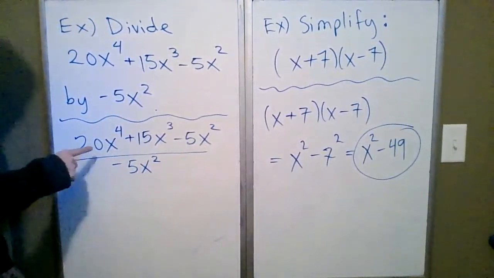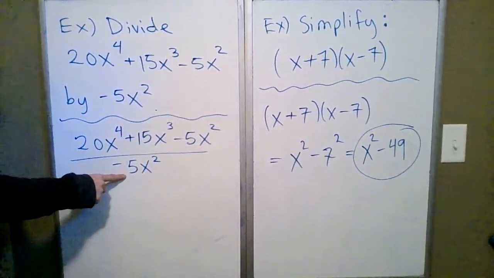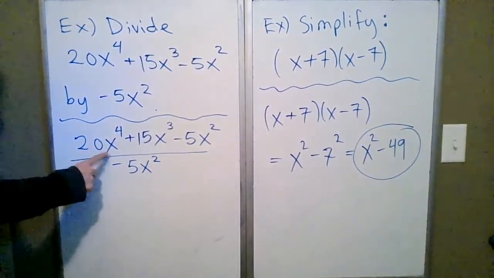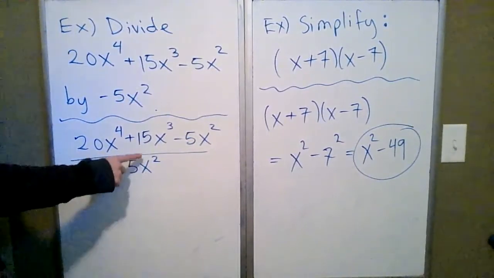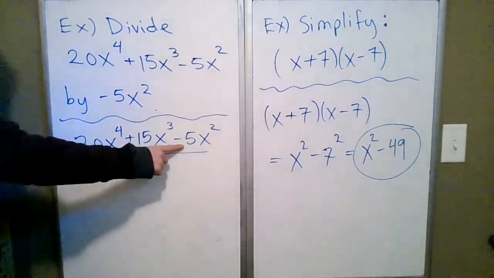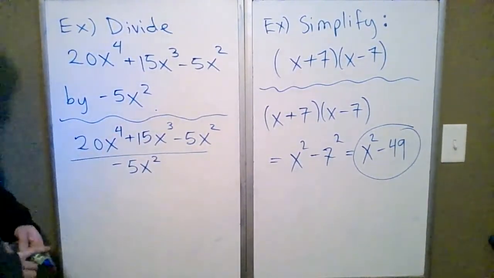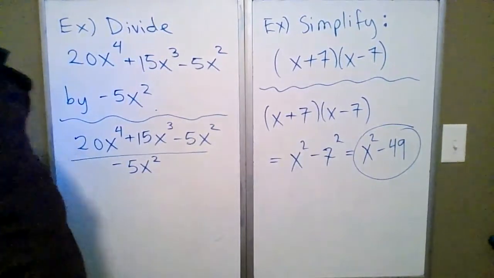And then we put every term from the numerator over that value in the denominator. We're going to have this broken up into 20x to the fourth over negative 5x squared, plus 15x cubed over negative 5x squared, minus 5x squared over negative 5x squared. So just split this up into 3 pieces.